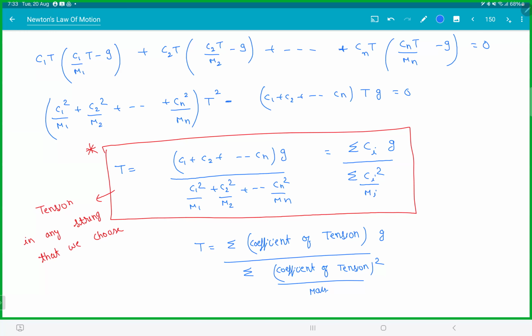Clear? Now let me show the example. Okay, what do you mean by the C1, C2? What is all this? Example, let's take the problem which we did. Three M, 2M, and M.